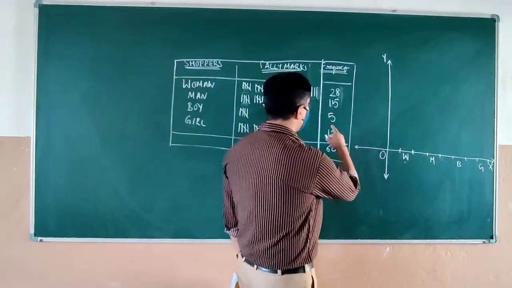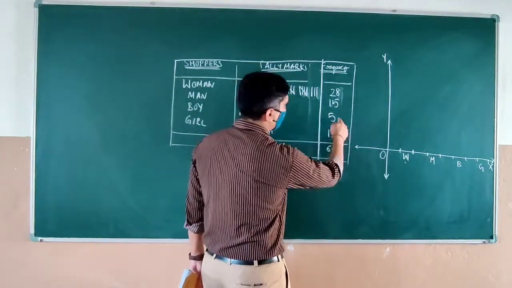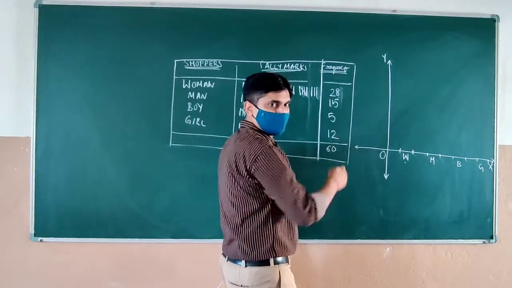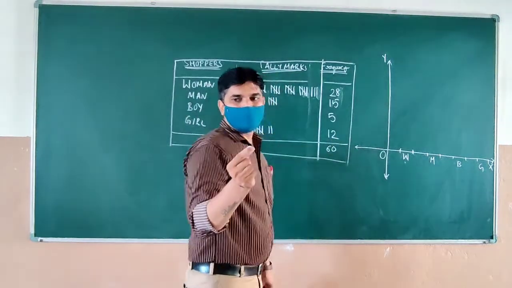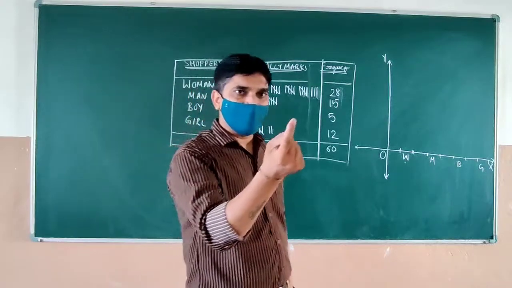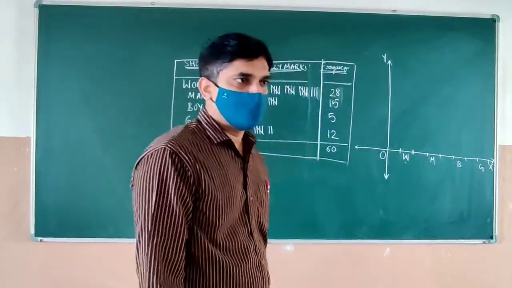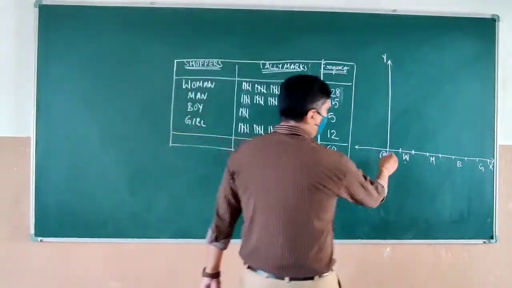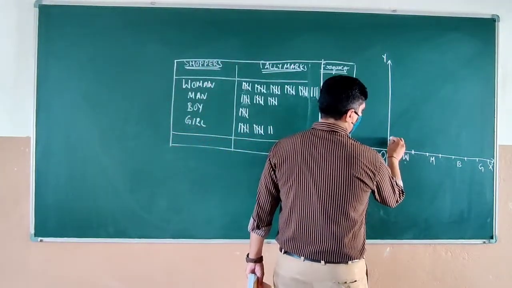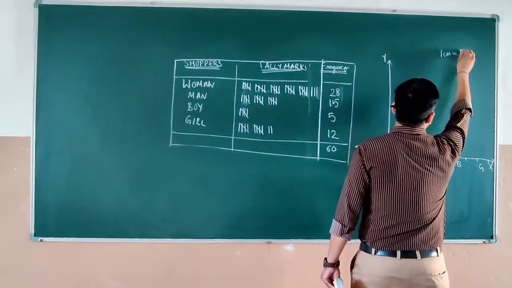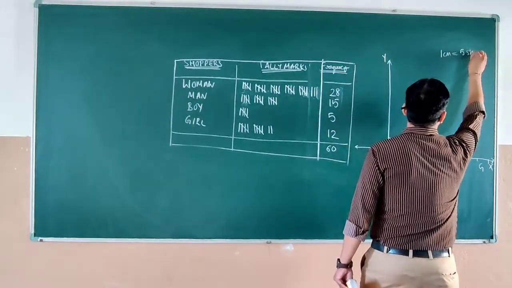And how many are there? Can we write 5 distance? Can we take 5? Right? Those who are having bigger graph, they can take either 2 or 4 also. Okay, you can take 4 also. I am going to take 5. Okay, 1 centimeter is equal to how much? 1 centimeter is equal to 5 shoppers.